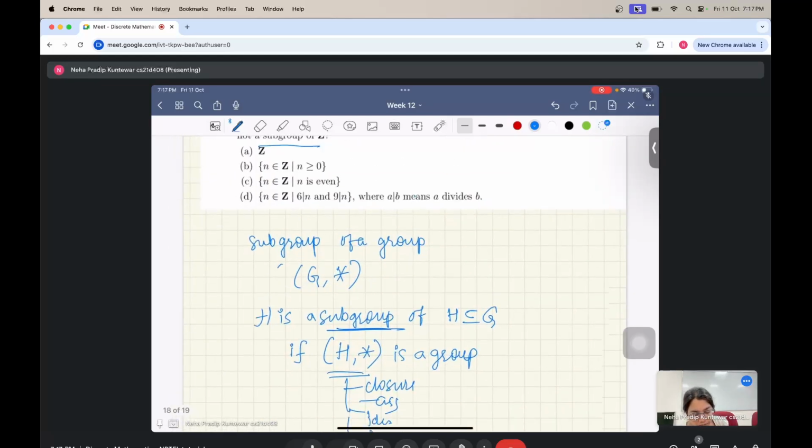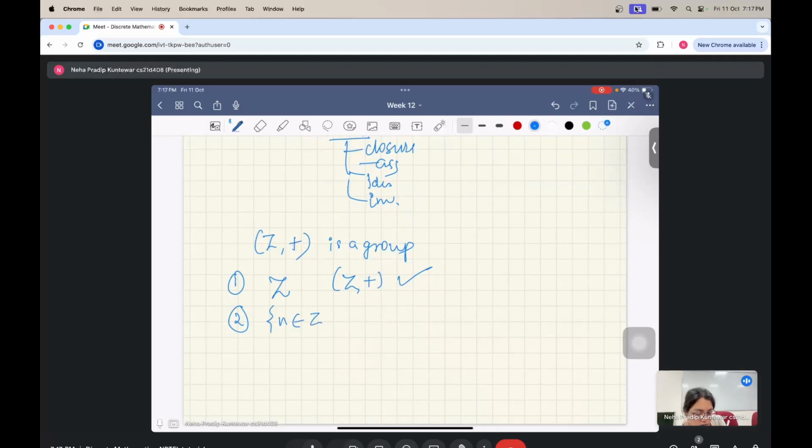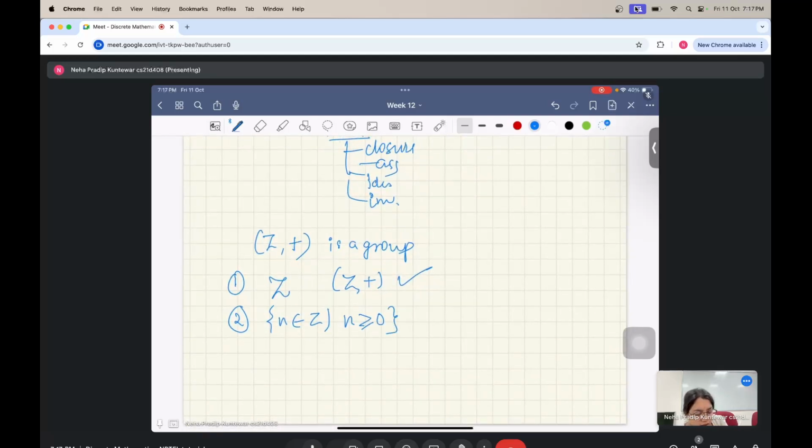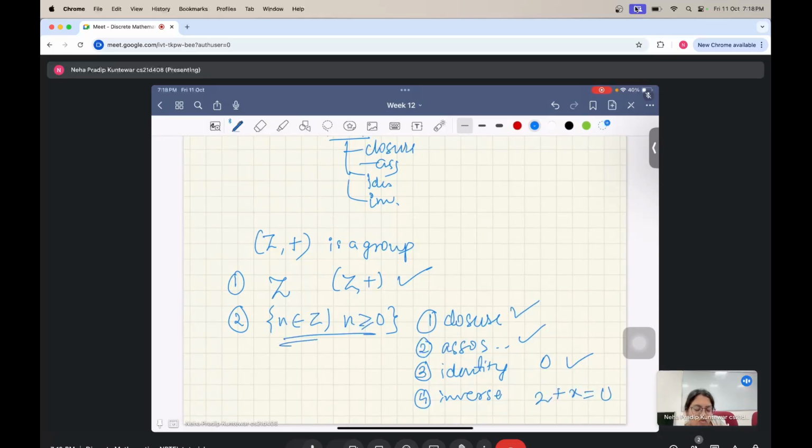Second one is all the sets which are at least 0. In this case, I have the closure property, because I add two integers, I get back the integer. I have the associativity property that just follows from the property of the numbers. I have the identity, which is 0. I add anything and I get back the same element, but the inverse does not hold. For example, 2 does not have an inverse. I cannot add anything here and get back a 0 because I only have the set of positive numbers.